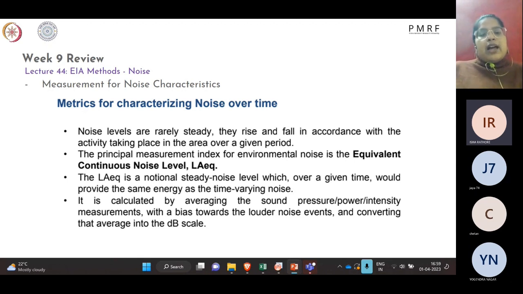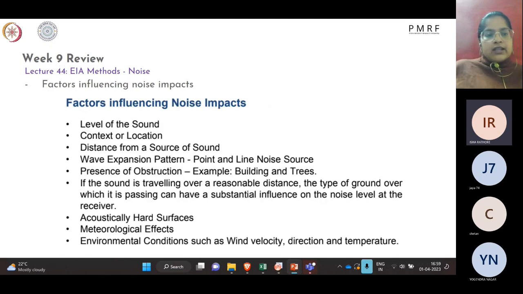This is calculated by averaging the sound pressure, power, intensity measurements with a bias towards louder noise effects. That is, louder noise effects are considered to be more powerful, and you convert the average into the decibel scale. So you have calculations around this as well.